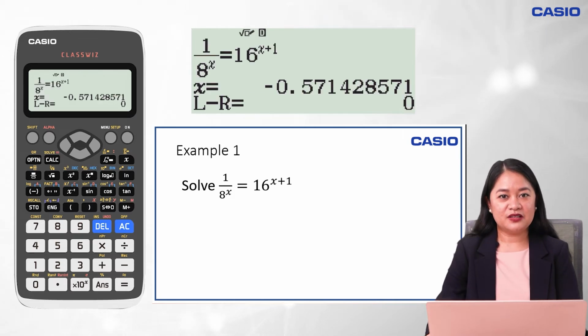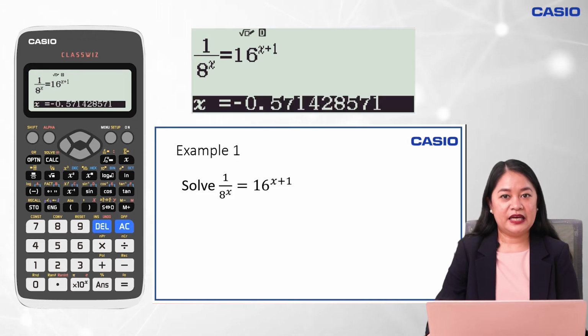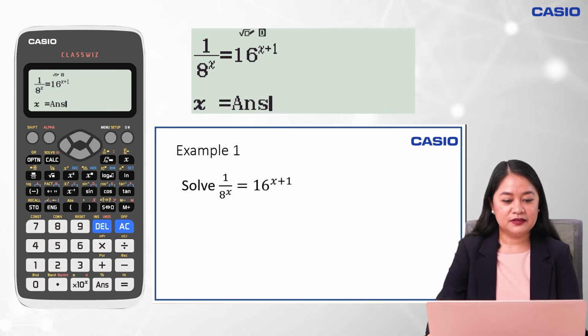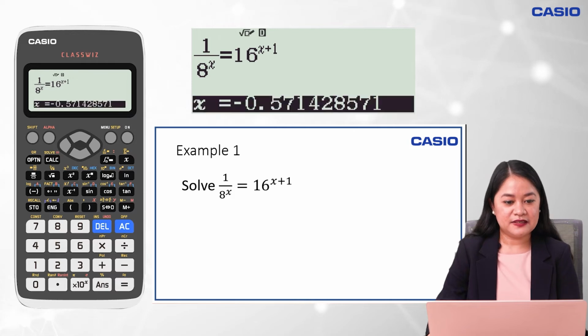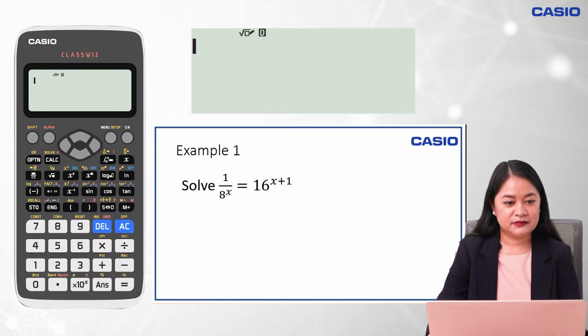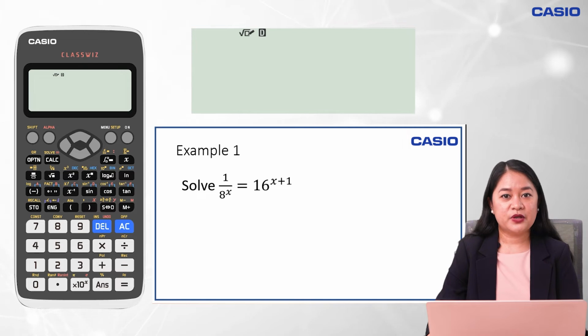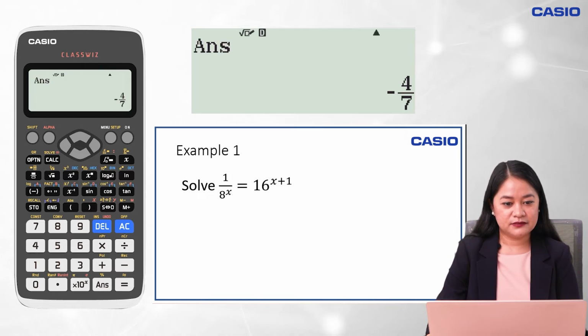The solution is approximately negative 0.57, but if you want your answer in fraction, press again the equal button, the answer button, and AC. Then press again answer and equal button. So the answer for this is negative 4/7.